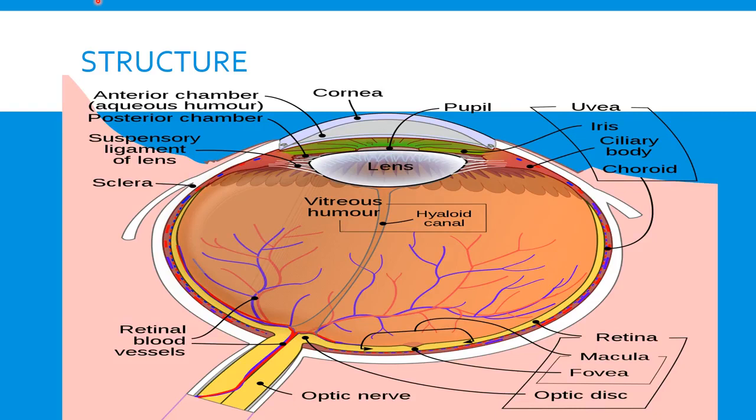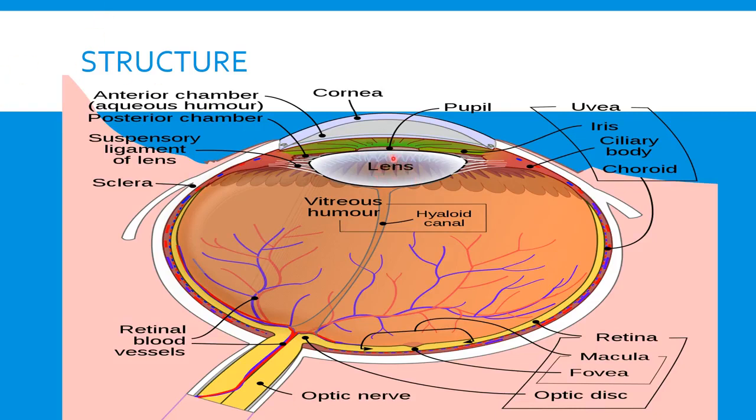The lens is made of three parts: an elastic capsule, lens epithelium, which is confined to the anterior surface of the lens, and the lens fibers, which constitute the main mass of the lens. The lens fibers are formed by multiplication and differentiation of lens epithelial cells at the equator. The earliest formed fibers are those in the center, forming the lens nucleus.